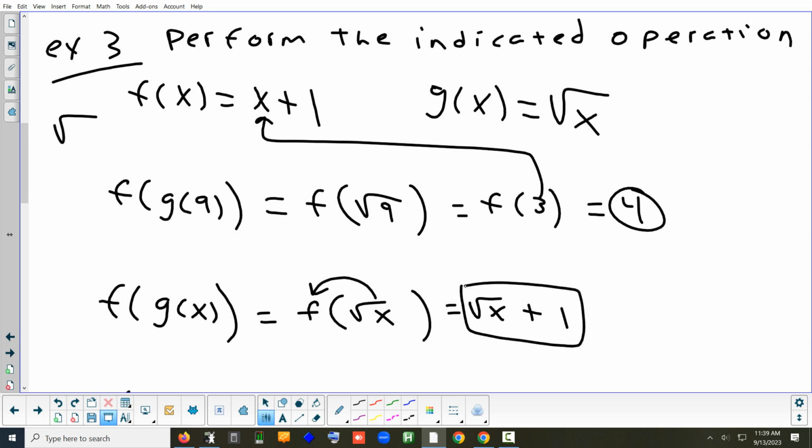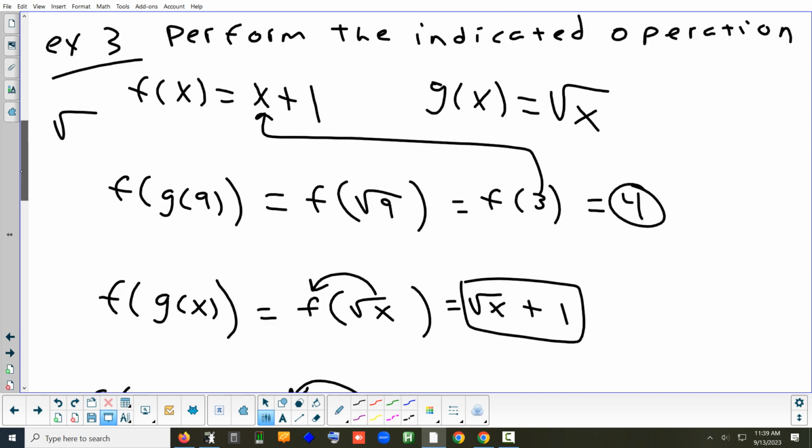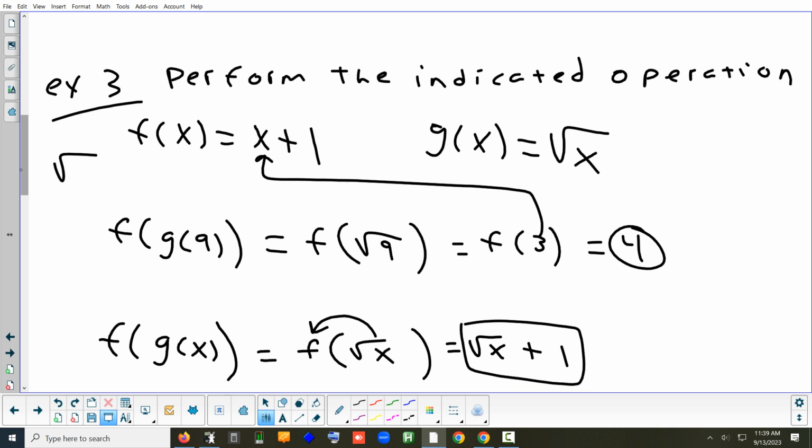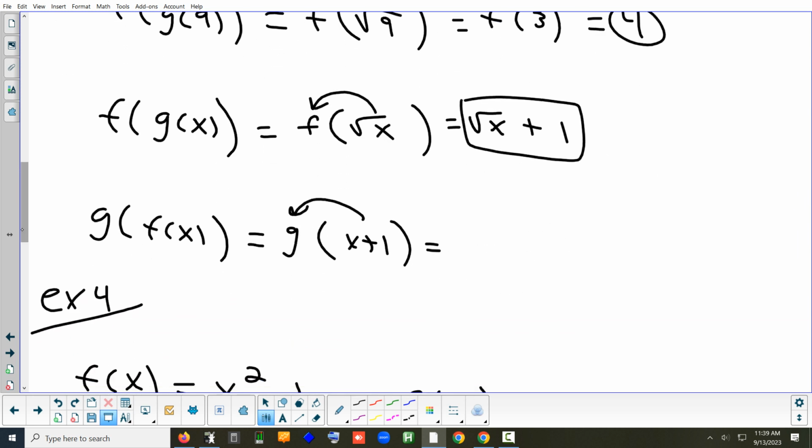This time, now plug x plus 1 into the g formula. What's that going to look like? Plug x plus 1 into the g. Yeah. It would be the same except the square root goes over both the numbers there, where it's square root of x and 1. Right. It's going to be the square root of that whole thing. So it's just a little bit of a change in how long you draw that square root bar, but it completely changes the answer.